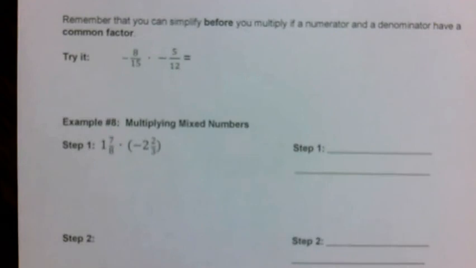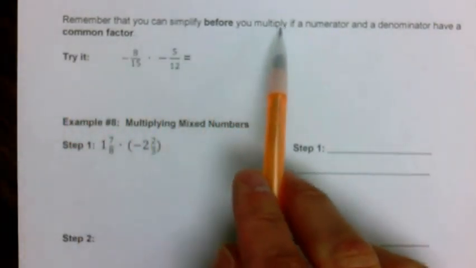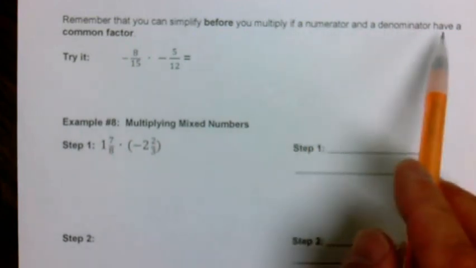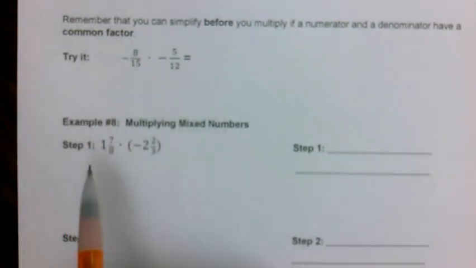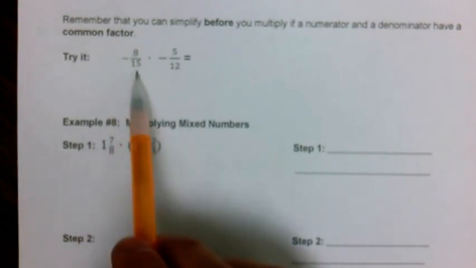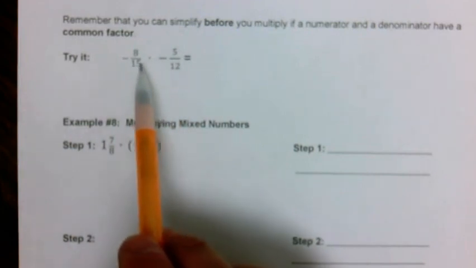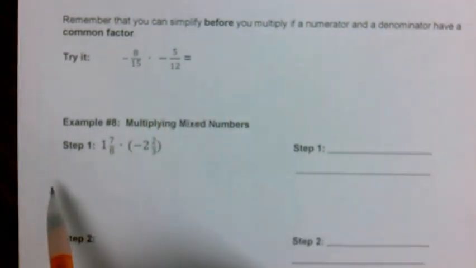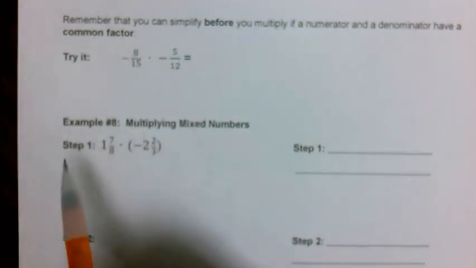Let's practice simplifying before we multiply our fractions together. Remember that you can simplify before you multiply if a numerator and a denominator have a common factor. Any numerator with any denominator with a common factor. Okay, so we have negative 8/15 times negative 5/12. And again, looking at the signs, I already know that the answer should be positive because a negative times a negative is positive. So now let's look at the numbers and see if there's any simplifying that can happen.